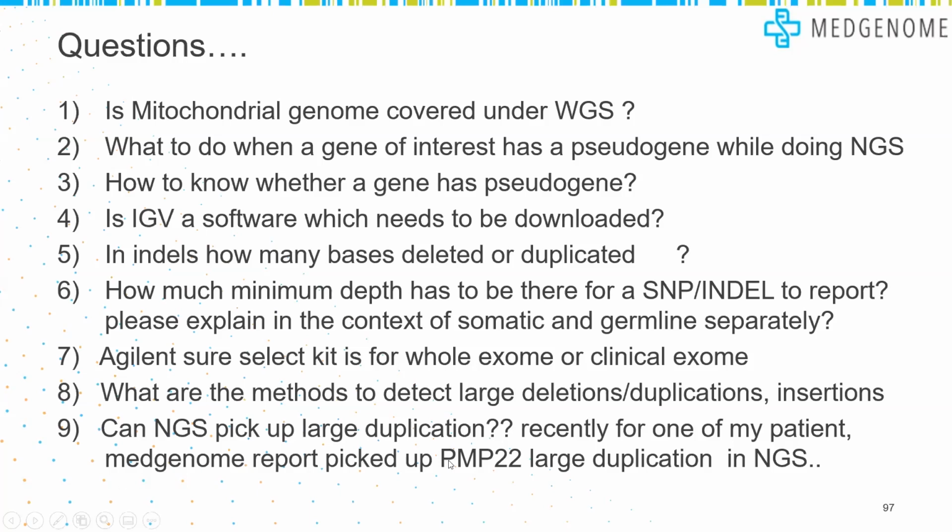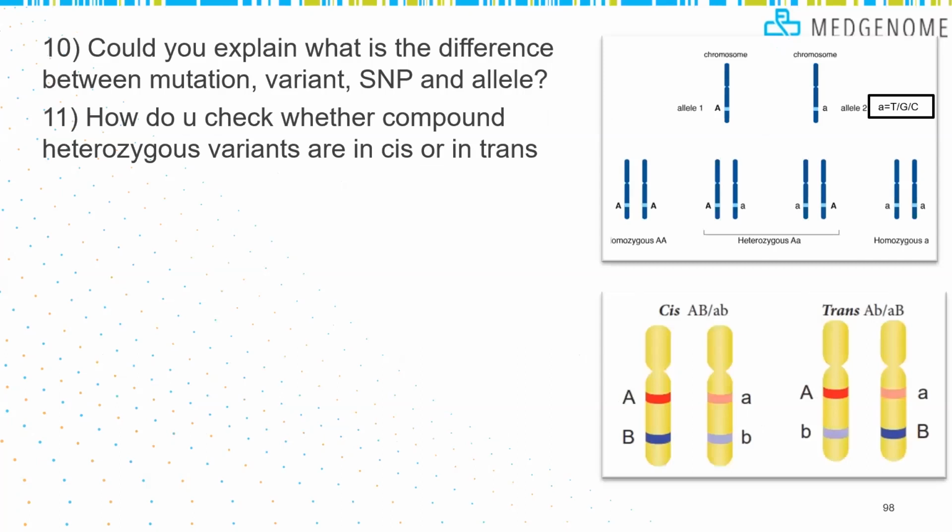Can NGS pick up large duplication? Again, I have covered it. Yes, we can pick up large duplications and deletions. Could you explain what is the difference between mutation, variant, SNP, and allele? And how do you check whether compound heterozygous variants are in cis or in trans?